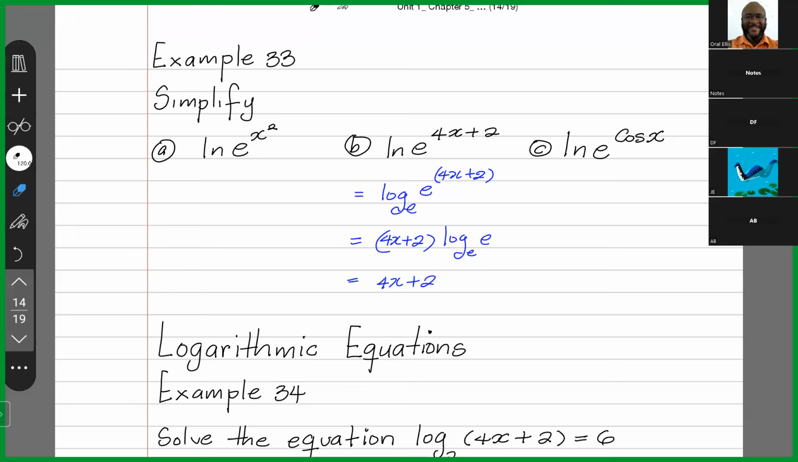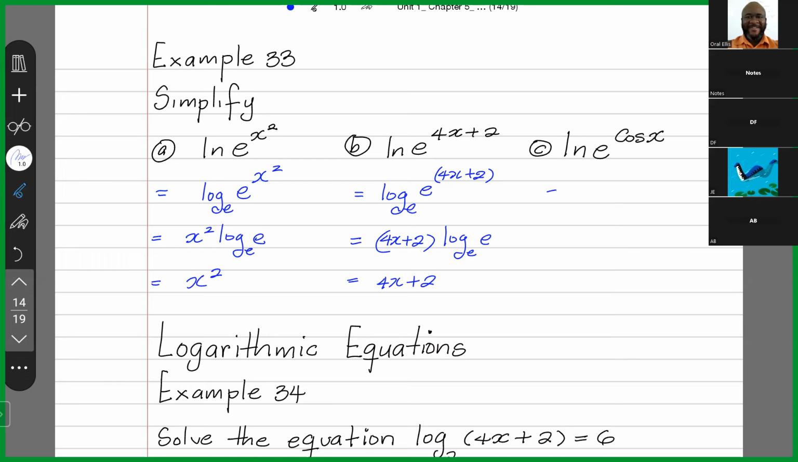All right, so example 33A. Remember, ln is the same as saying log to the base e. So this is the same as saying log to the base e of e to the power x squared. Now, using law 6, we can bring the power to the front. So the power is x squared times log to the base e of e. And using law 1, log to the base e of e is 1. So it's 1 times x squared, making the answer x squared.